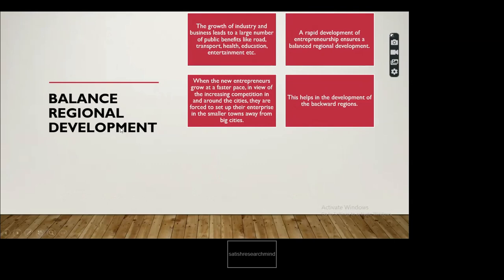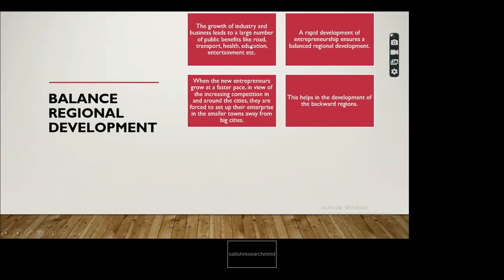Entrepreneurship can help balanced regional development, right? The growth of industry and business leads to a large number of public benefits like road and transport, health, education, entertainment. These are very important. That is called balanced regional development. For example, roads can help regional development. Transport can help regional development. Health can help regional development.